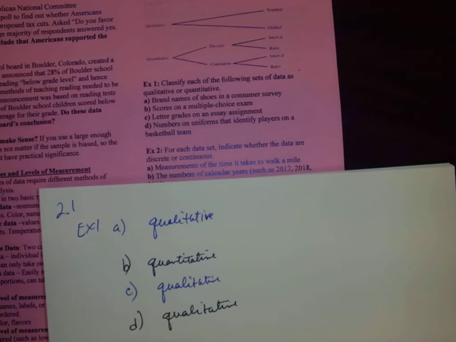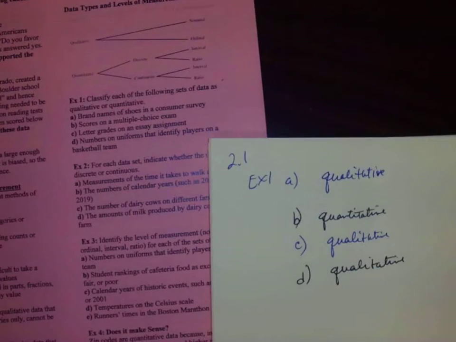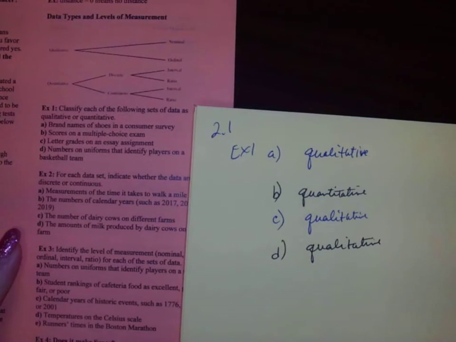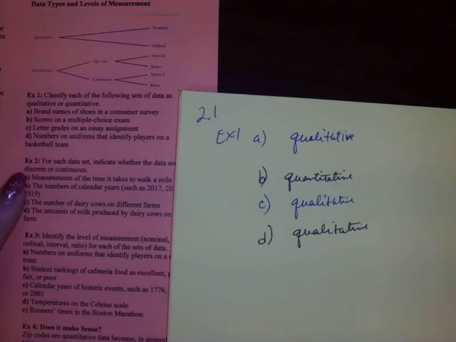All right, for number 2, for each data set, indicate whether the data are discrete or continuous. So this will be example 2. Maybe we can do side by side here so you can still see it.